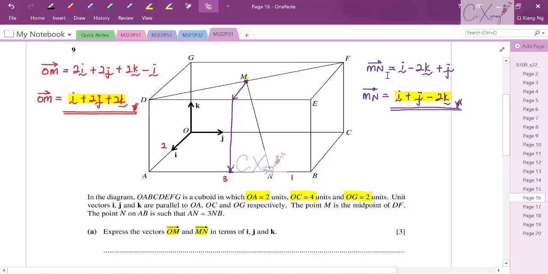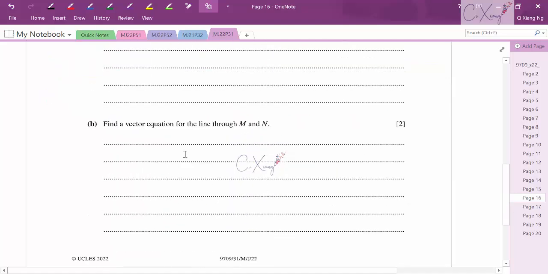Okay, now we'll proceed to part B. For part B, they want us to find a vector equation for the line through M and N. If we imagine M is here and N is here, to form the vector equation we need two pieces of information. The first one is the passing point. For the passing point, we need either the position vector of M or the position vector of N.